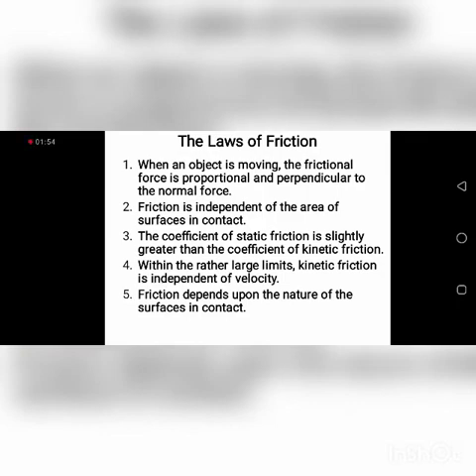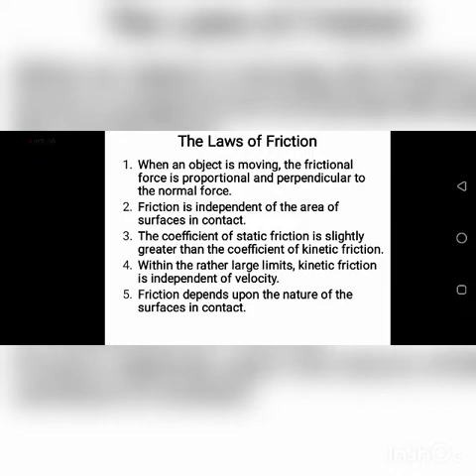Now let's look at the laws of friction. The first one says that when an object is moving, the frictional force is proportional to the normal reaction, meaning that friction is proportional to normal reaction. Normal reaction is the opposite force. The second law says friction is independent of the area of surfaces in contact.